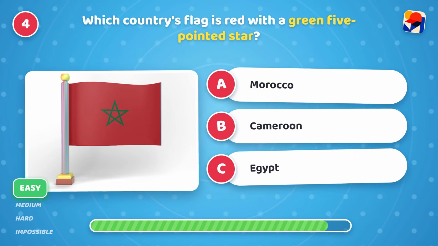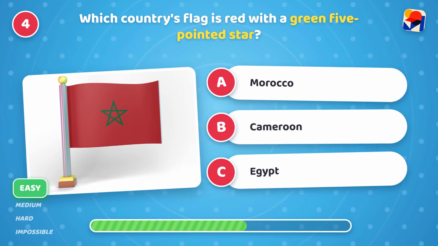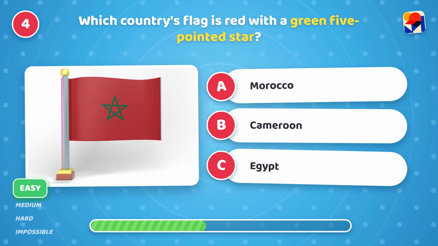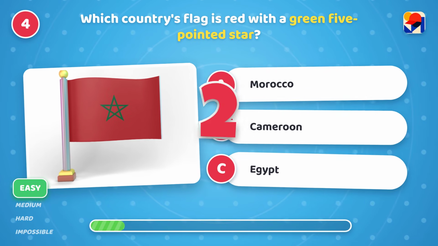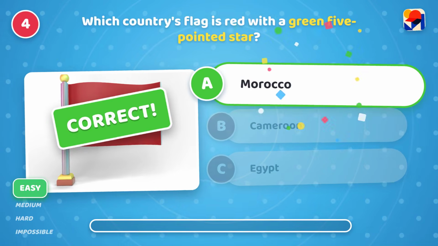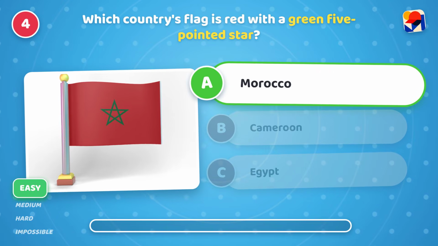Which country's flag is red with a green five-pointed star? Is it A, Morocco, B, Cameroon, or C, Egypt? It's A, Morocco. The star represents Islam's 5 pillars.